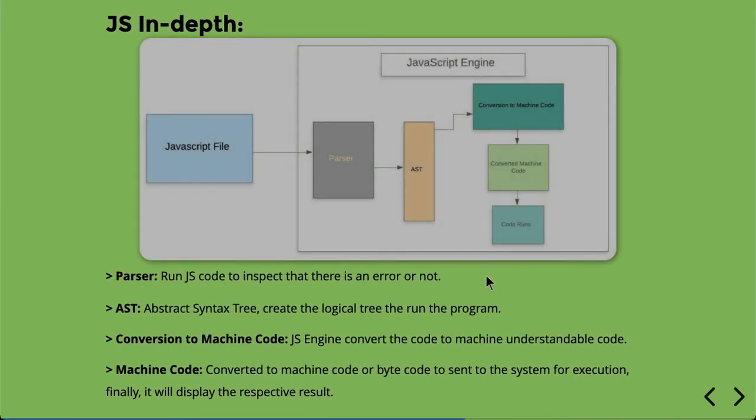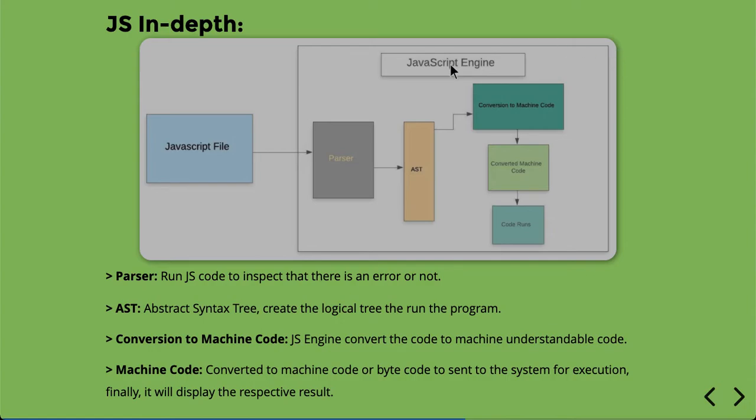But what is JavaScript? How does JavaScript execute in the browser? What is the JavaScript engine? As you can see in the picture, the JavaScript engine has some components which are used to run the engine and give the bytecode to the machine to execute that JavaScript file and give the result to the user. The beginning is the JavaScript file, then that JavaScript file goes to the JavaScript engine.